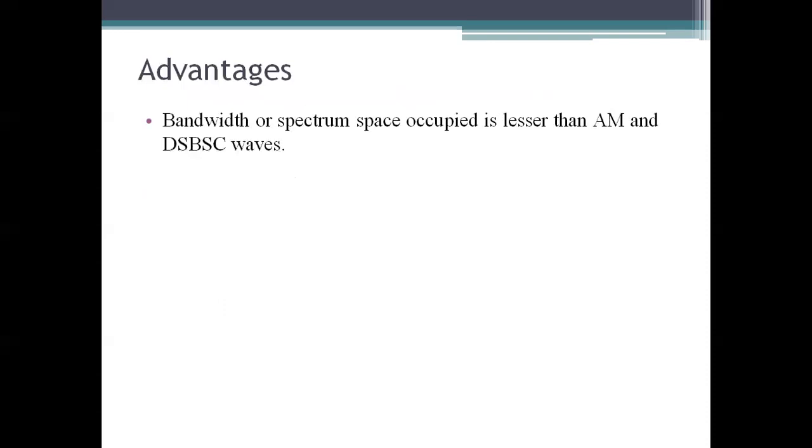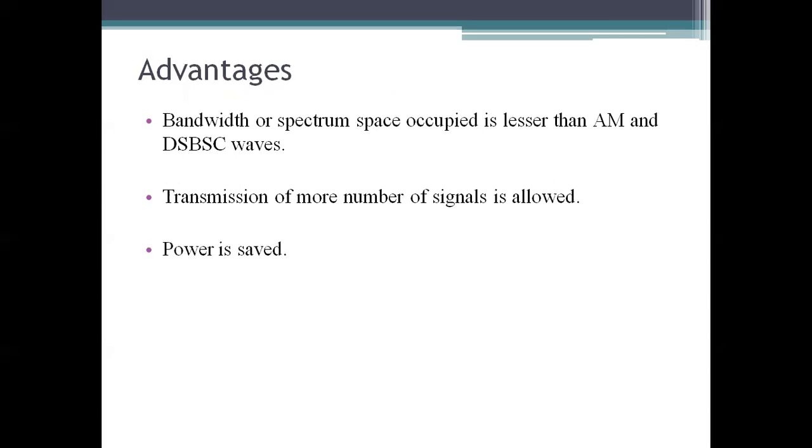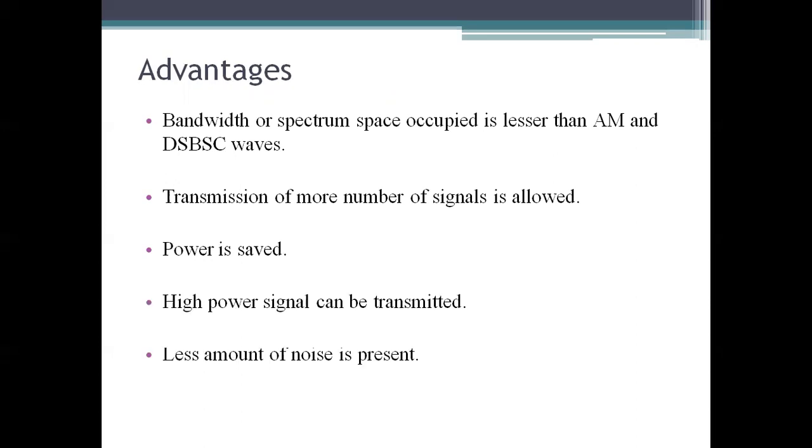Then what are the advantages of SSB-SC? The bandwidth and the spectrum occupied by SSB is less, that is only fm. If you compare it with AM and DSB-SC, for them it is twice fm. Transmission of a greater number of signals is allowed in the case of SSB. Power is saved because here we are transferring either the upper or lower sideband. So the power requirement of SSB is very less compared to that of DSB-FC and SC. As its power is saved, its efficiency is also high. High power signals can be transmitted. A less amount of noise is present in the case of SSB.